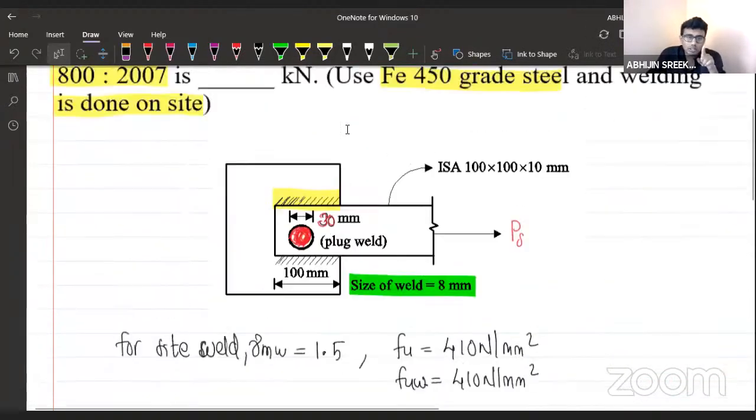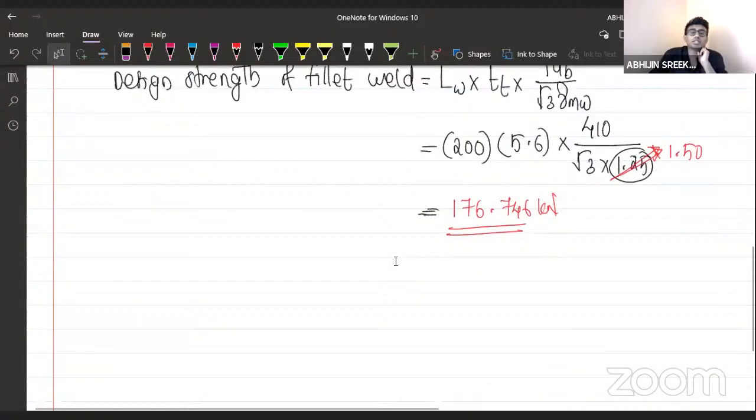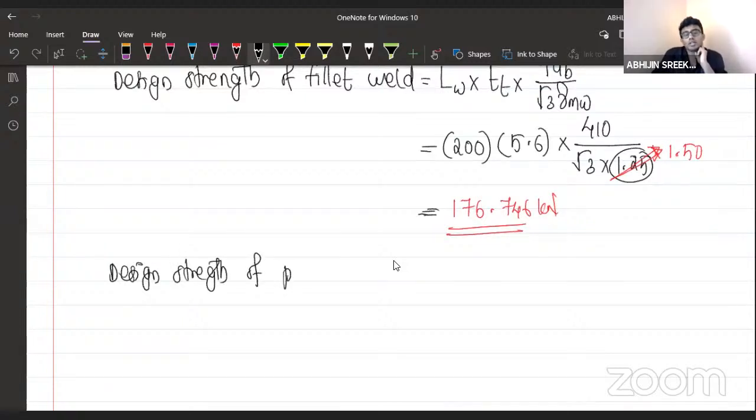Why? If you see the connection here, it is not only fillet welded, but it's also provided with plug weld. So this plug weld will also be providing some strength, correct? So when we are calculating the strength of the connection, we need to consider this plug weld also. So let us calculate the design strength of the plug weld as well, right? How to calculate it?